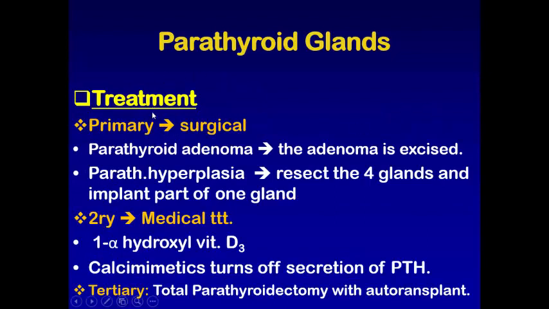Treatment of hyperparathyroidism. If it is primary hyperparathyroidism, it needs surgical treatment. When there is parathyroid adenoma, the adenoma is excised. The diseased gland is excised with its adenoma. And when there is parathyroid hyperplasia, we should resect 3 and a half glands, or all 4 glands, and we have to implant one of the glands in the sternomastoid muscle or in the deltoid or in the forearm muscle.